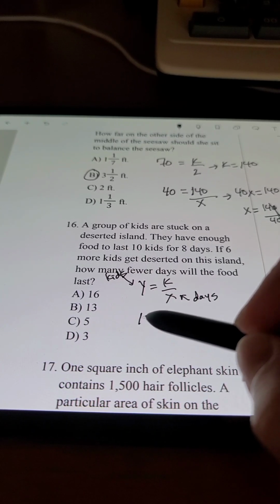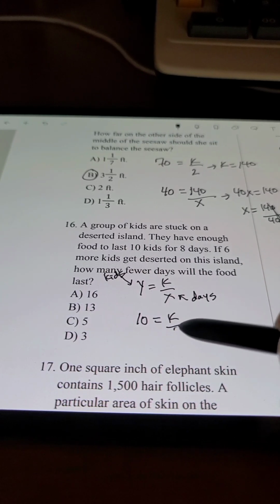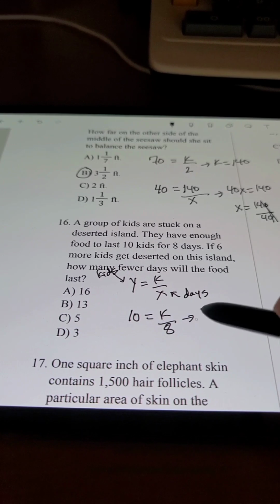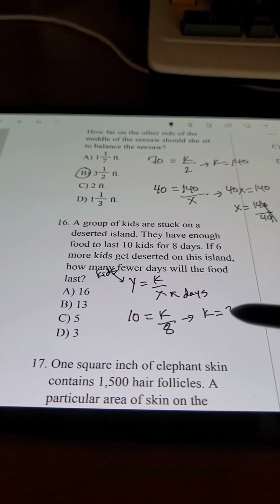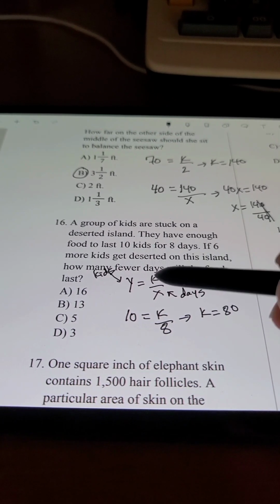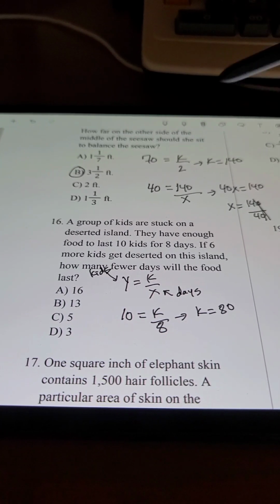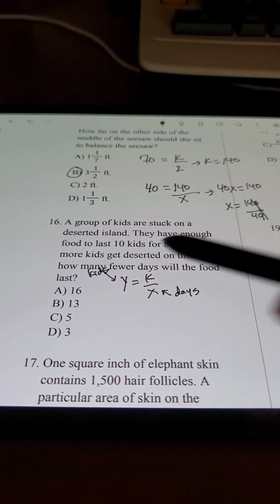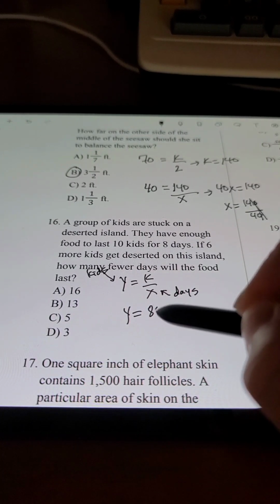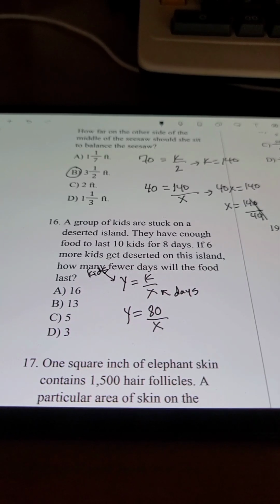So 10 kids, 8 days, multiply each side by 8 to get k by itself, so k is equal to 80. So now instead of k, I'm going to put 80 up there to have an equation. So I'm going to have y is equal to 80 over x.